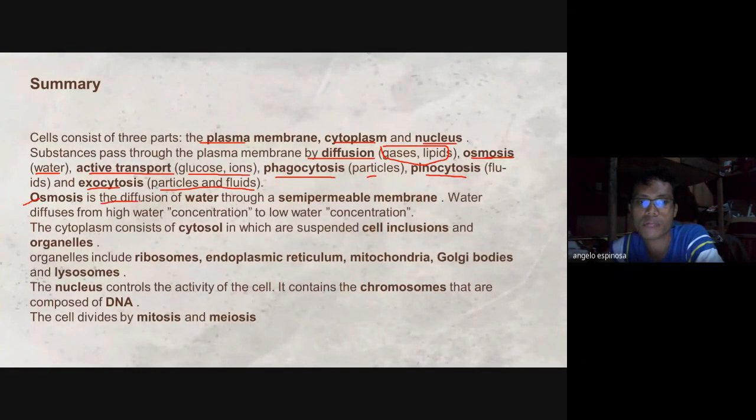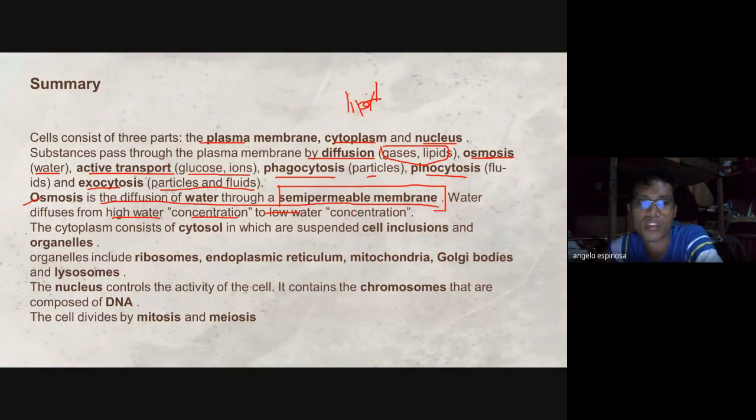Osmosis is the diffusion of water through the semi-permeable membrane. This is the most unique thing about osmosis. It passes through the semi-permeable membrane. Unlike diffusion, which passes through the lipids, the fats. That is where diffusion passes through. But osmosis passes through the semi-permeable membrane. So water diffuses from higher concentration to lower concentration.